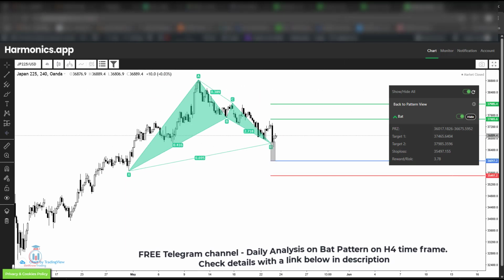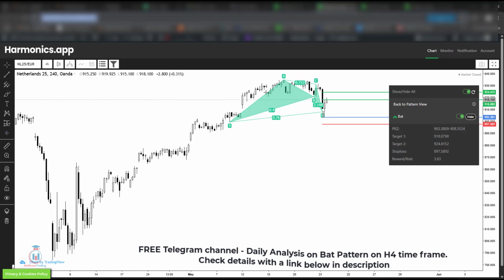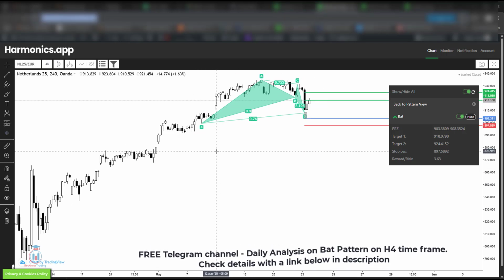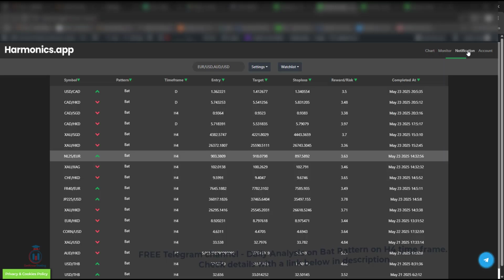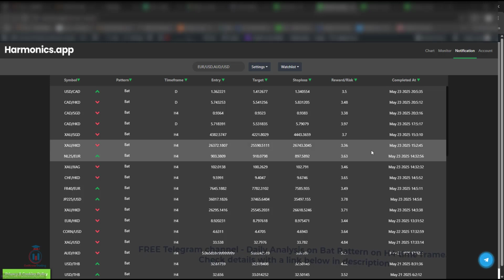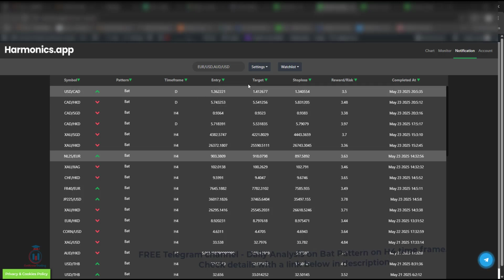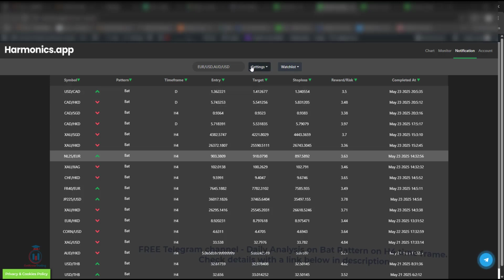First of all, let's take a look here. Inside the Harmonic scanner, you receive the notification. If you have set that notification on Telegram, you can receive the updates over Telegram whenever there is a pattern detected by the scanner on the chart that you have defined using these filters. I will show you later on how to use them.